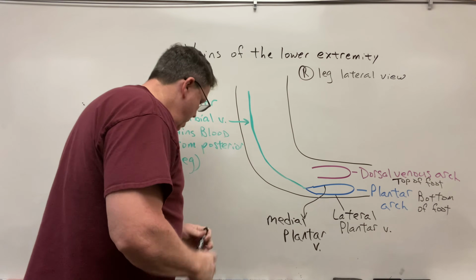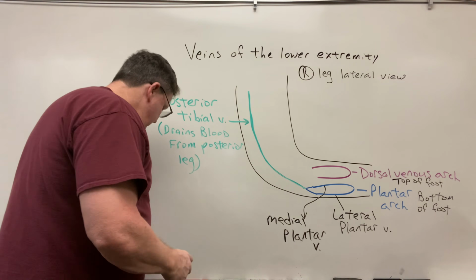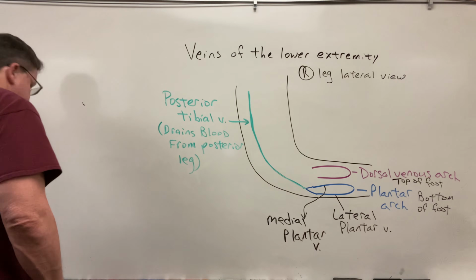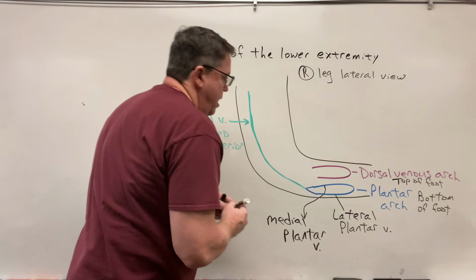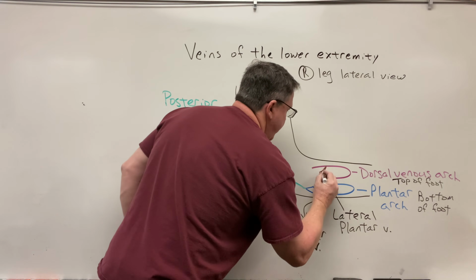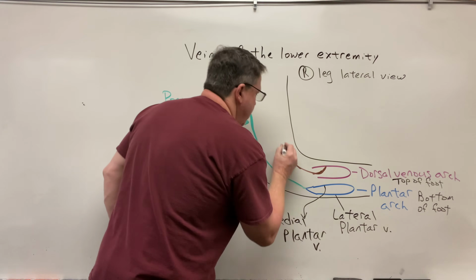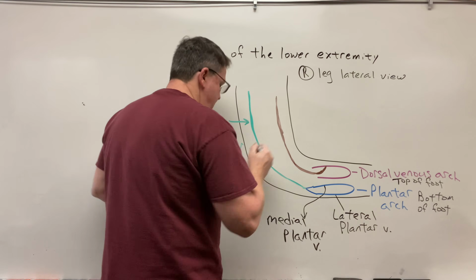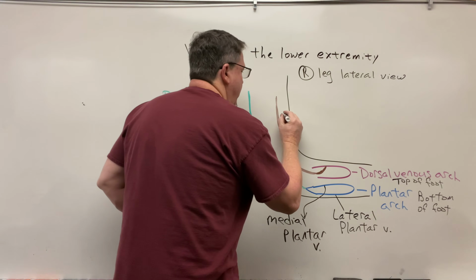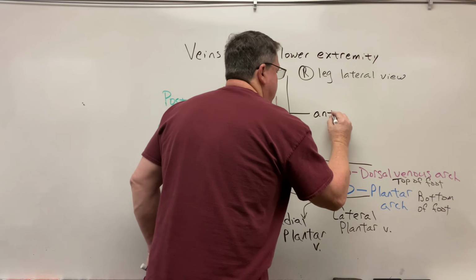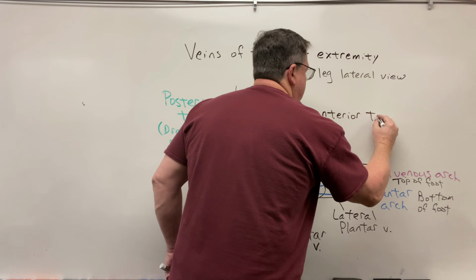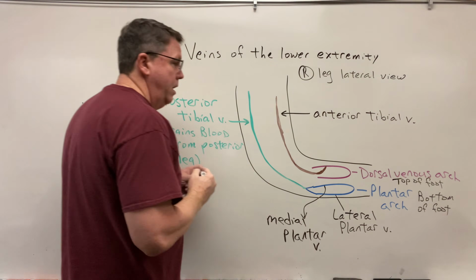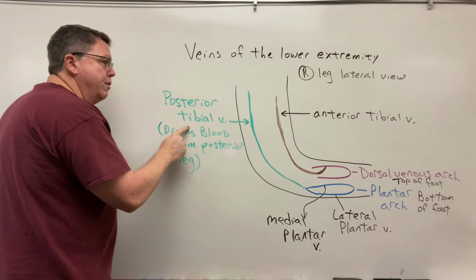Now, coming off of here, I am going to have a vessel that is going to come up, and it's going to come off of this dorsal venous arch, and it's going to come up and go this way, okay? And this here is going to be called my anterior tibial vein. Okay, so there's my anterior tibial vein, there's my posterior tibial vein.